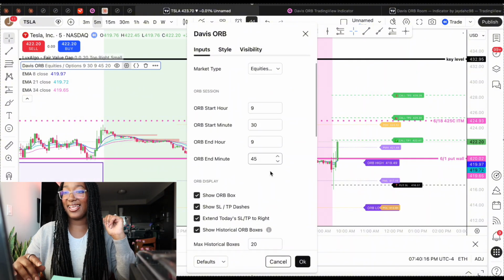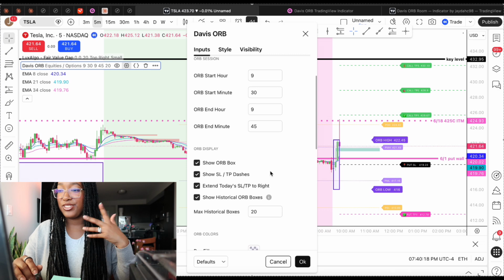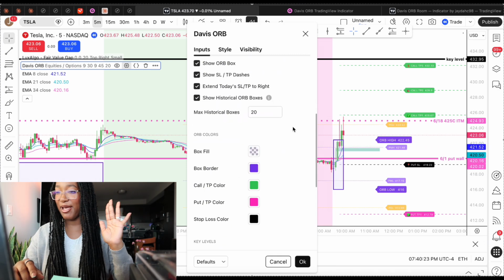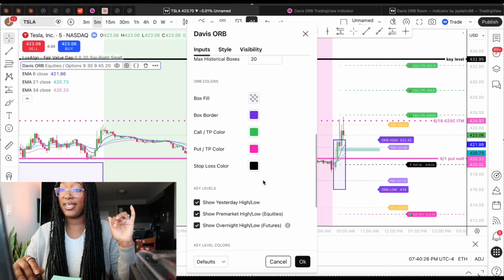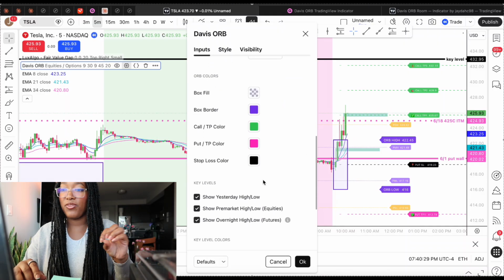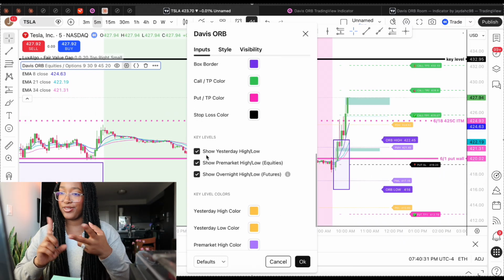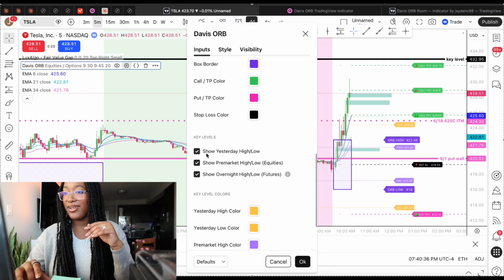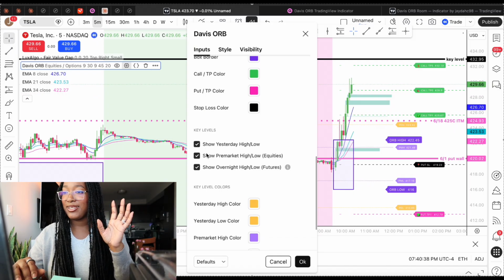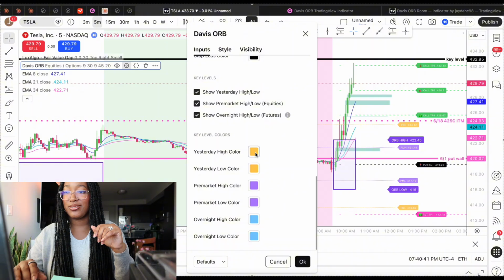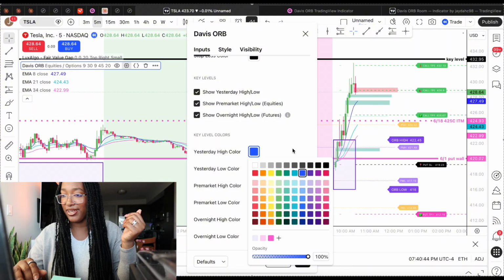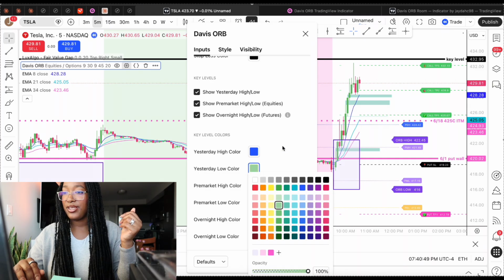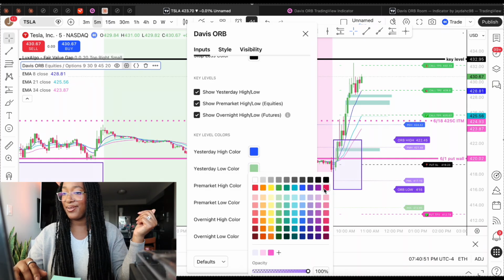And yes, the box fill is just purple, my TP is a lime green, the put target is a hot pink, my stop loss is black, and I always show all of the numbers from the previous day: yesterday's high, yesterday's low, pre-market high, pre-market low, overnight. Yesterday's high color right now is yellow, but normally it's indigo. So I go in between both. It depends on my mood, honestly. And it changes, right here you guys can see it changing if I wanted to do different colors, different stuff like that. So yeah.